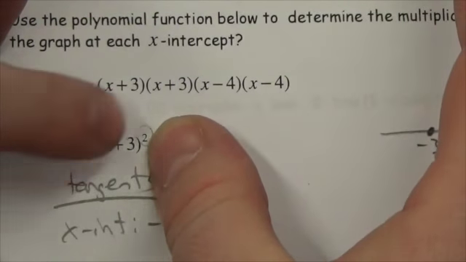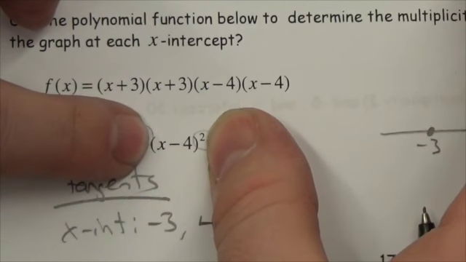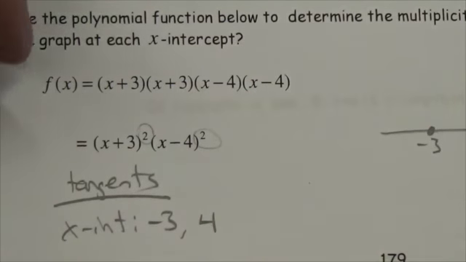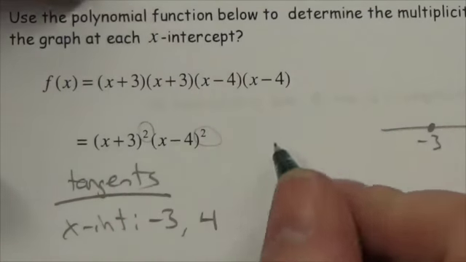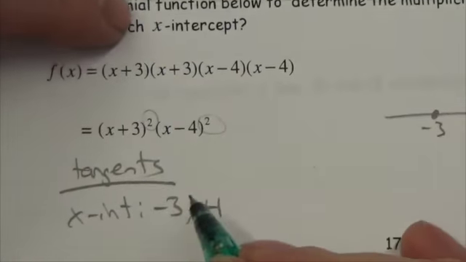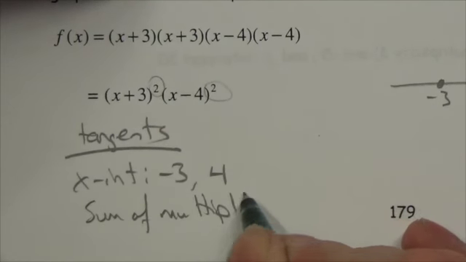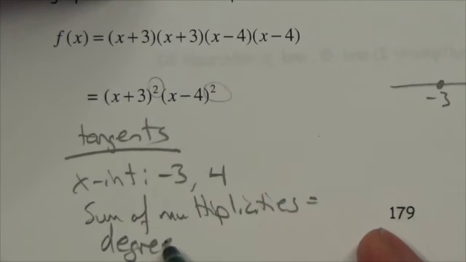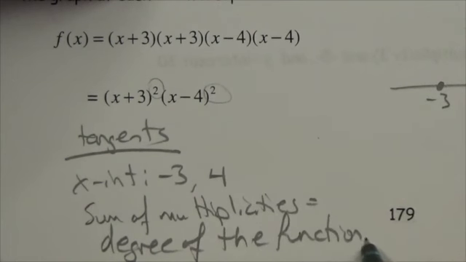This is quadratic. If you expanded this out, you get a quadratic. If you expanded this out, you get a quadratic. A quadratic multiplied by a quadratic is going to be a 4th degree function, okay? So if you take the multiplicities of those roots and add them, you're going to get the degree of the function. So the sum of the multiplicities equals the degree of the function. So I know this is going to be a 4th degree function, okay?